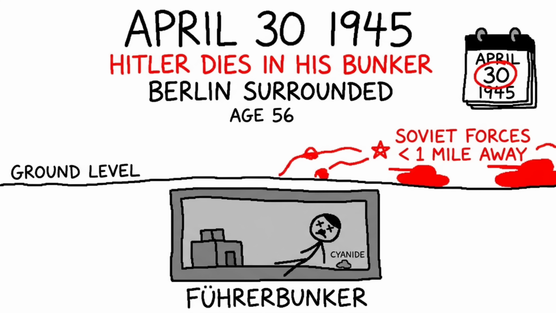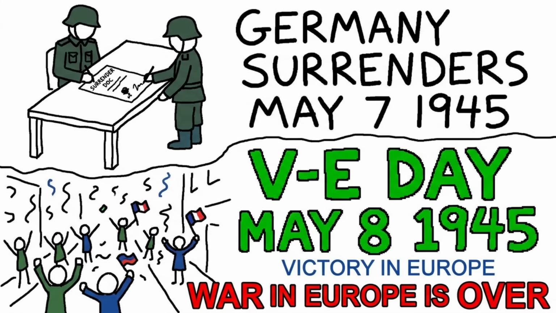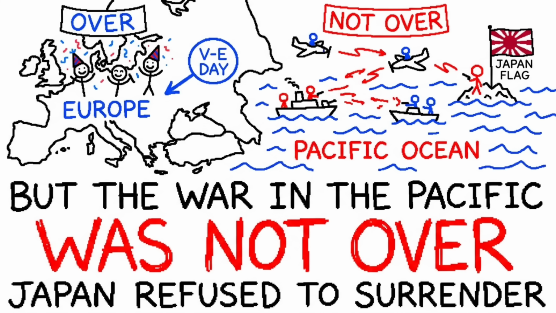On April 30th, 1945, with Soviet forces less than a mile from his underground bunker in Berlin, Adolf Hitler shot himself. He was 56 years old. On May 7, 1945, Germany signed an unconditional surrender. May 8, 1945 became known as VE Day, Victory in Europe Day. The war in Europe was over, but the war in the Pacific was not.